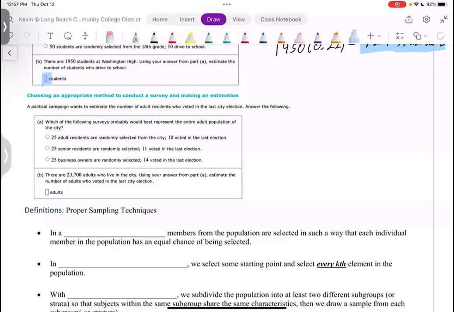Next one, 25 senior residents are randomly selected. 11 voted in the last election. Last one, 25 business owners are randomly selected. 14 voted in the last election. Well, the original statement only talks about just residents from the city. So once again, I would say it's this first one.